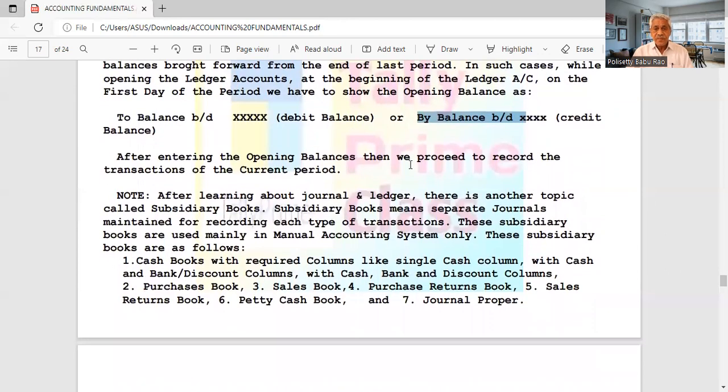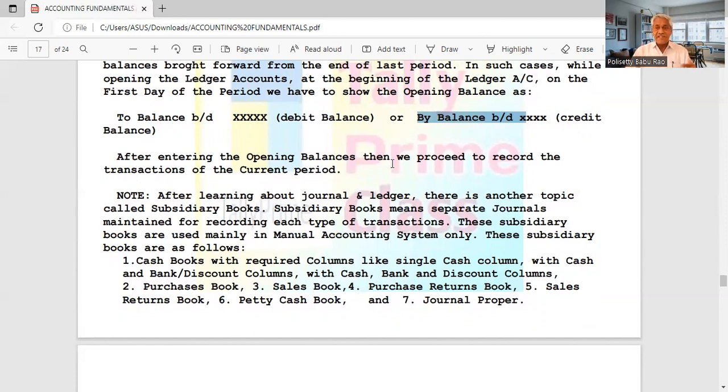For example, when a bank account is there, the bank account mostly shows a debit balance. So at the beginning of the period, we have to write "To balance brought down," the balance of the last month or last period, on the debit side. Then the transactions of this period have to be entered afterwards. For example, on the first day itself, we received some cash. After writing the opening balance brought down, then we write "To" whom we received from, to X account, or to sales, that amount. Like that, we have to record for the whole period.